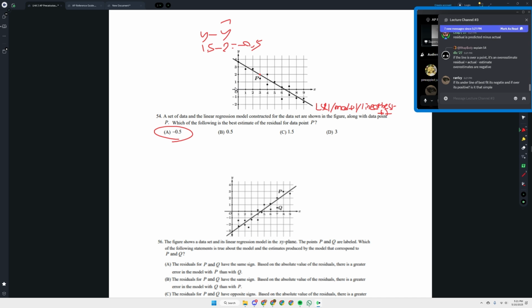If it's under the line of best fit, it's negative. If your actual is smaller than your line, then it's always going to be negative. So it's that simple.